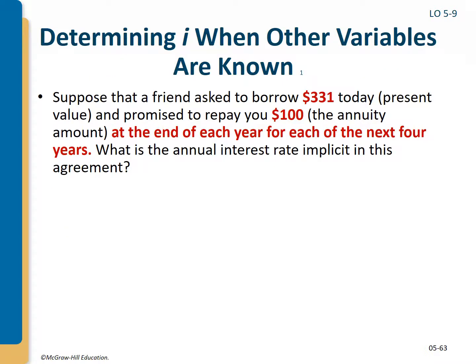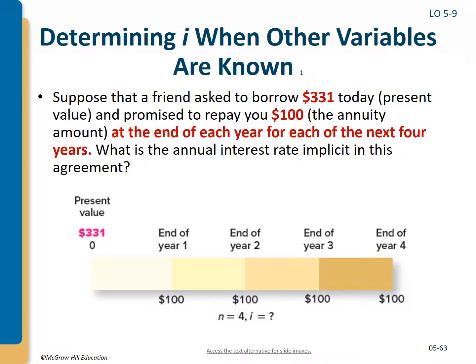Determining I when other variables are known. Suppose that a friend asks to borrow $331 today, present value, and promises to pay you $100 at the end of each year for the next 4 years. What is the annual interest rate? Again, you know your present value, you know your payment amount. Divide them. 331 divided by 100.